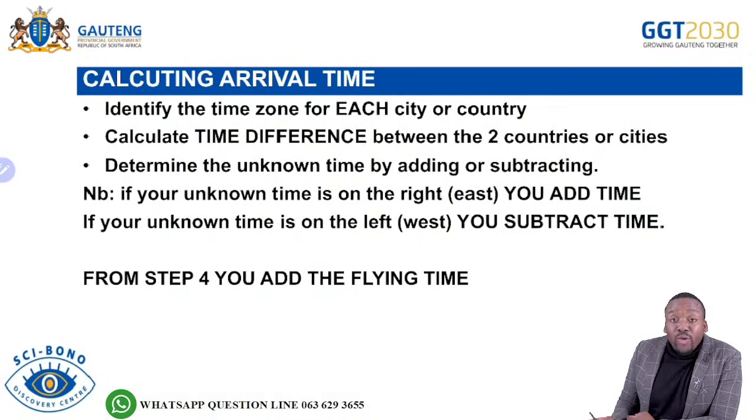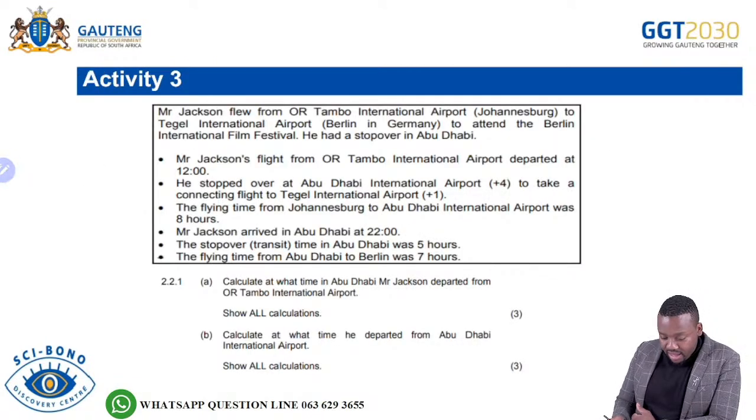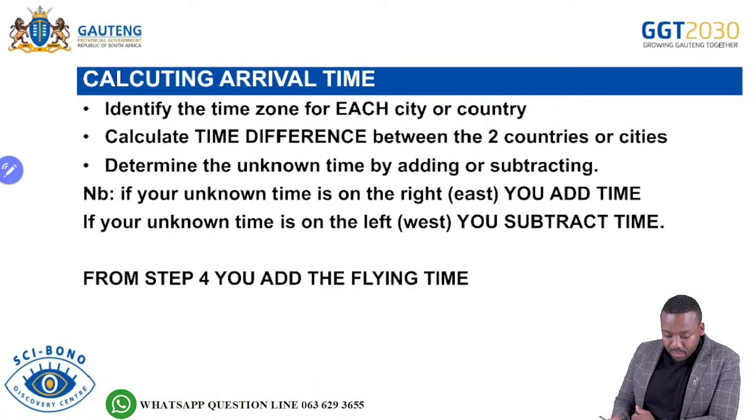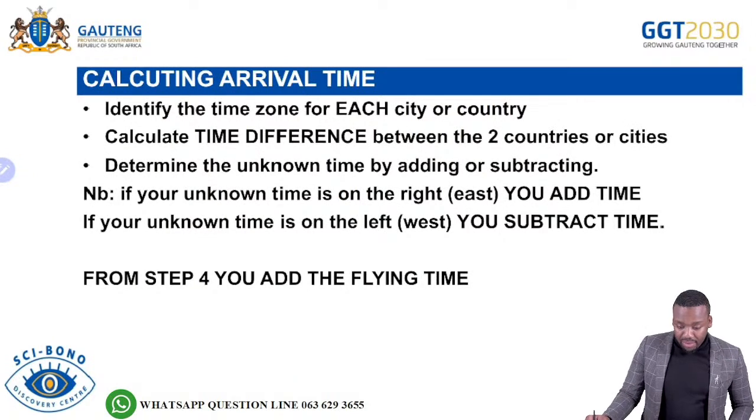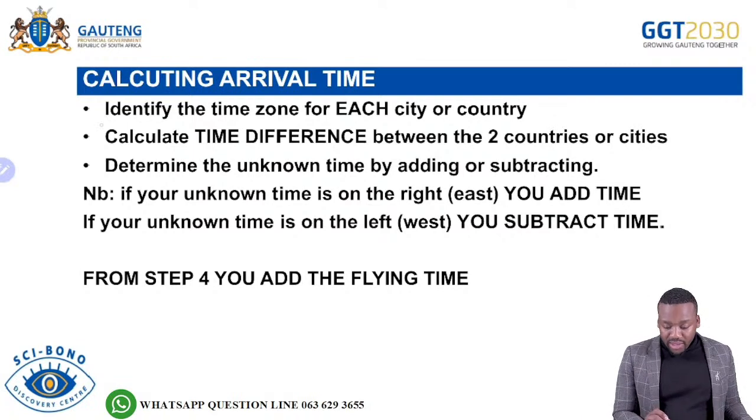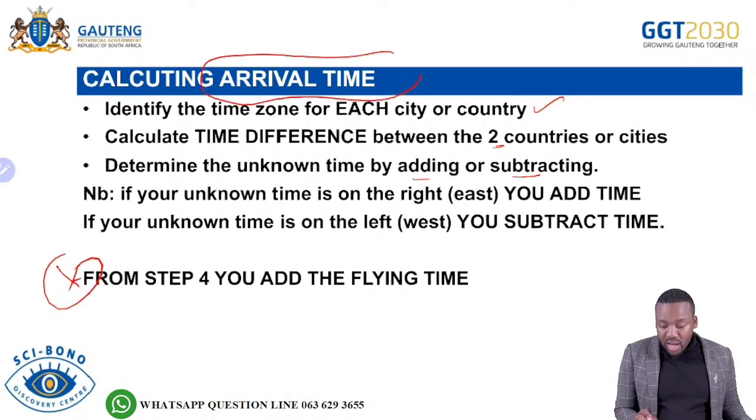Then we move to calculating arrival time. Right? Here you will be given scenarios and statements. Let's check the steps. Calculating arrival, again, you must identify the time zone for each city or country. Calculate the time difference between the two countries. Determine the unknown time by either adding or subtracting. But very important: if your unknown time is on the right, you add the time. If your unknown time is on the left, you subtract. But now there's step 4 when it comes to looking at arrival time.